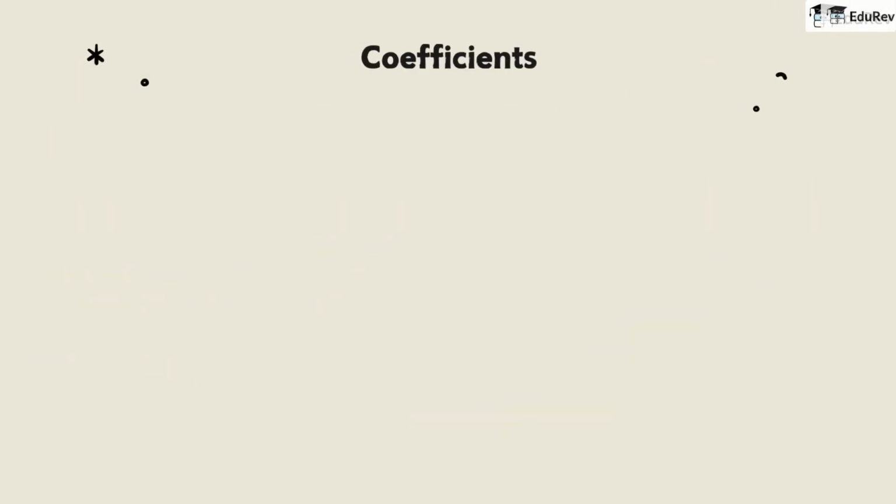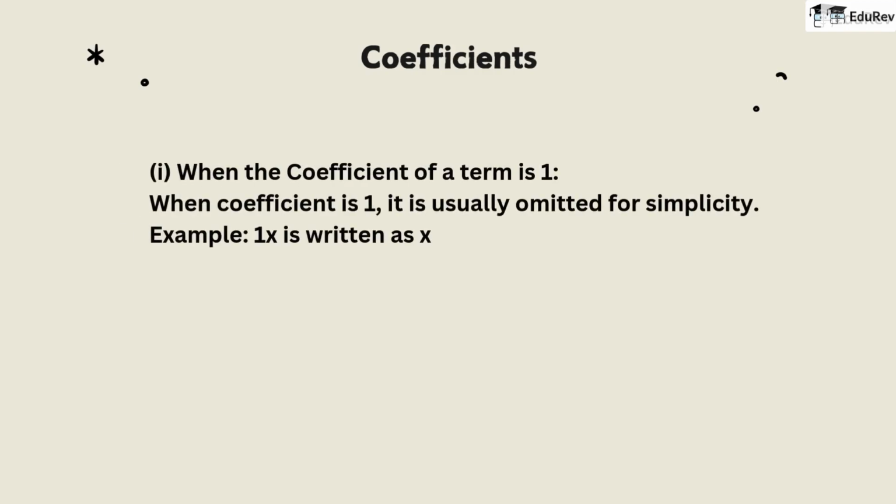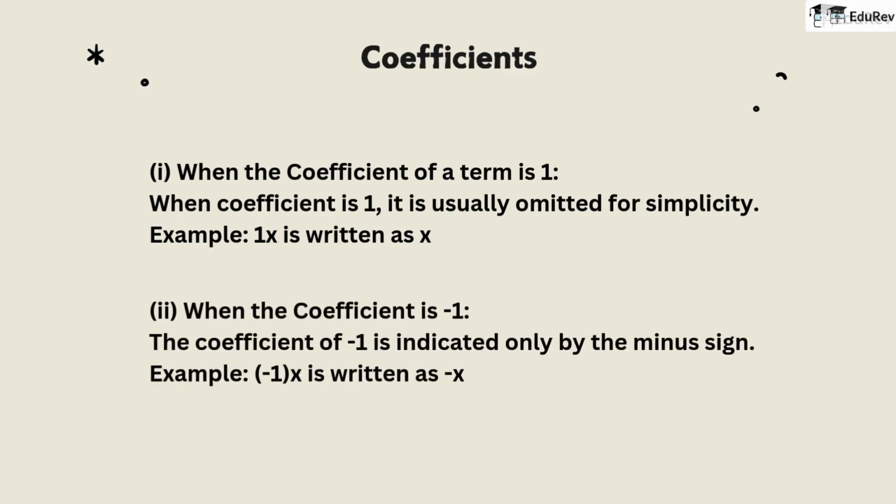Moving on, there are special cases with coefficients. When the coefficient of a term is 1, it is usually omitted for simplicity. For example, instead of writing 1x, we simply write x. When the coefficient is -1, we indicate it only with the minus sign. For example, instead of writing -1x, we just write -x.